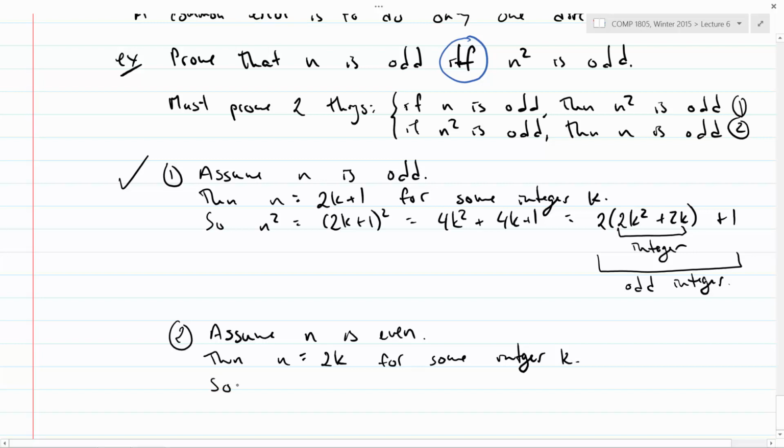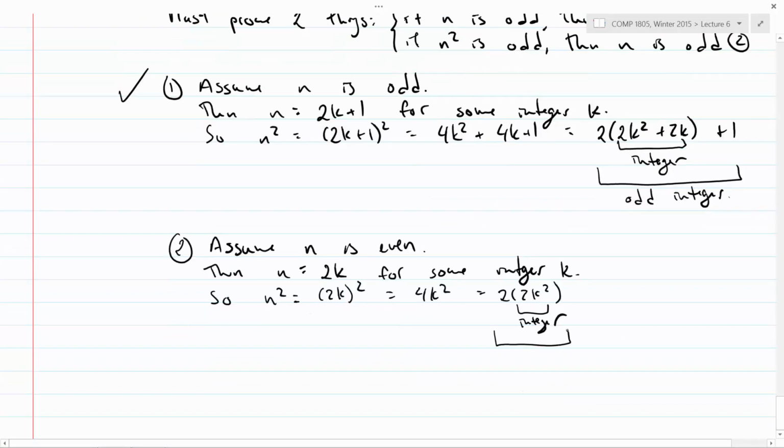All right, and at that point, n squared is equal to (2k) squared, which is equal to 4k squared, which is just 2 times 2k squared. And 2k squared is an integer, and so 2 times an integer is an even integer. And that means that part is true. So we proved both directions, which means the biconditional is true. Does that make sense?